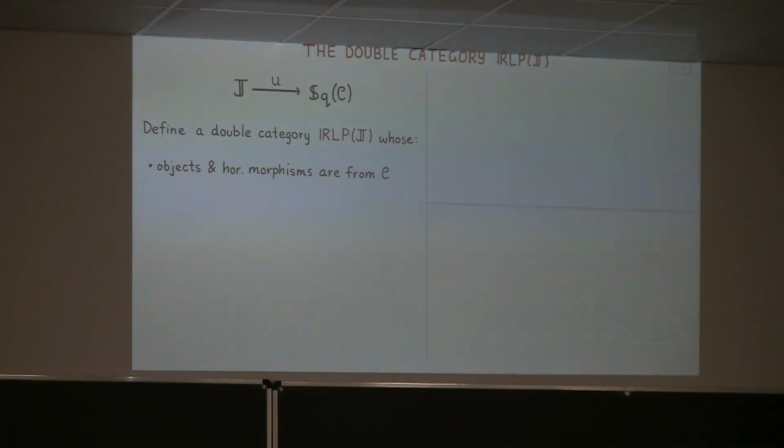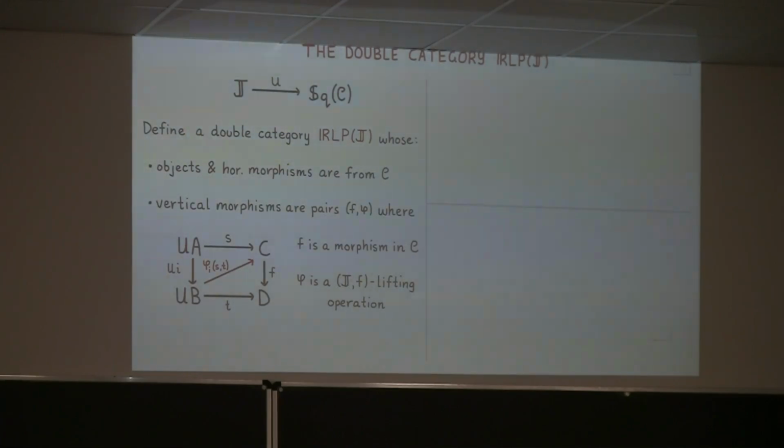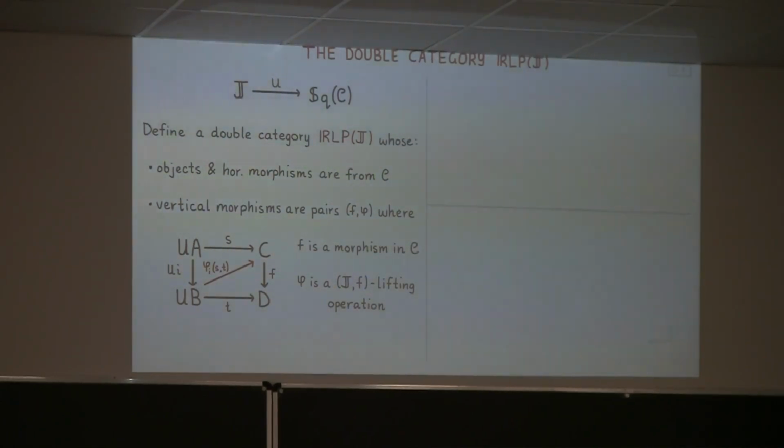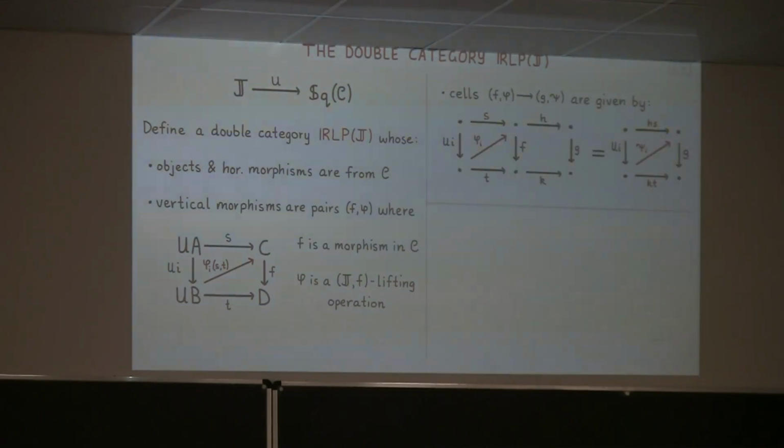And what it's going to be is, again, we saw this in the talk this morning, the objects and horizontal morphisms are just coming from our category C. But now the vertical morphism is going to be pairs of a morphism in C equipped with a lifting operation against every vertical morphism in our double category J. Okay? And because it's a lifting operation, it has to be compatible with all the double categorical structure of this double category J. Okay? So they're the vertical morphisms in this new double category that we define. And now the cells are just going to be, well, things like this, which are compatible with the lifting operations. Okay, so that defines the double category.